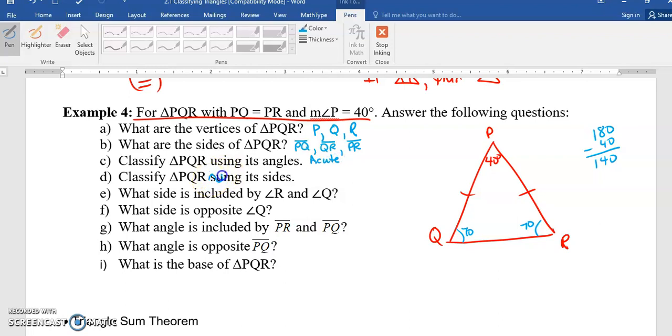Classify it, oops, typo, using its sides. I know two are the same, the other one is not. It is isosceles. Now, we use this vocabulary here.